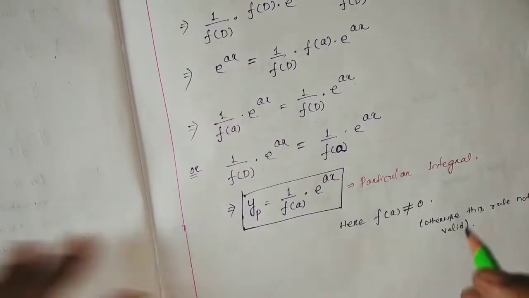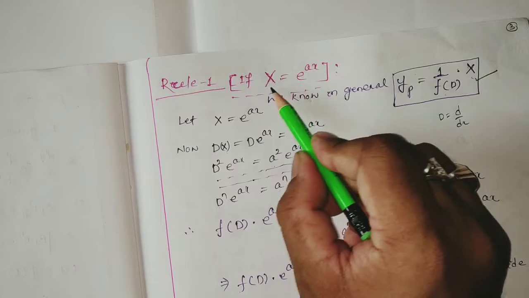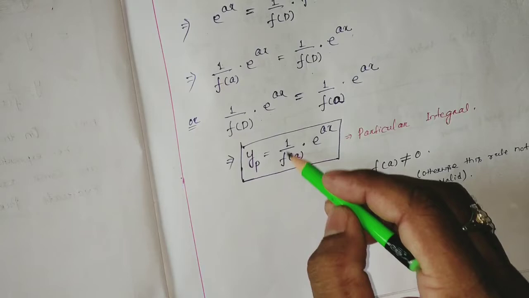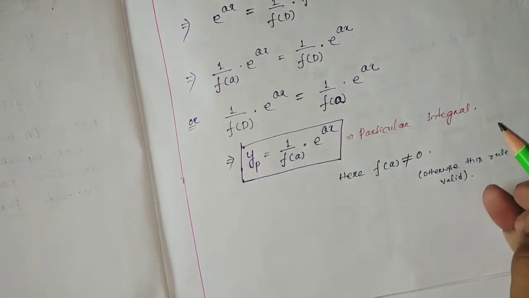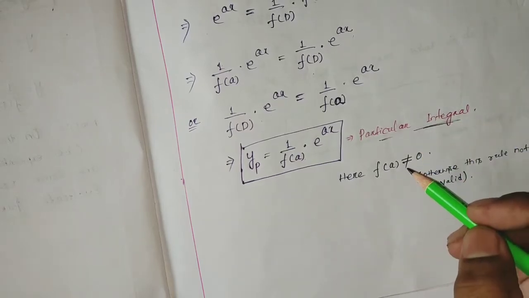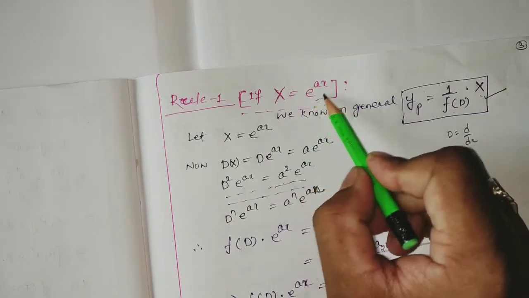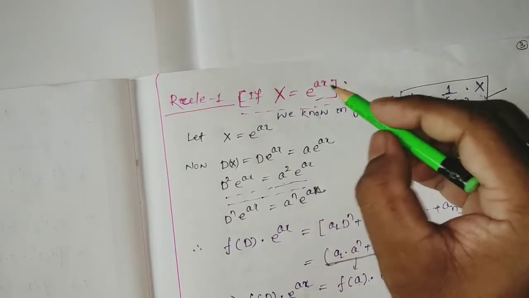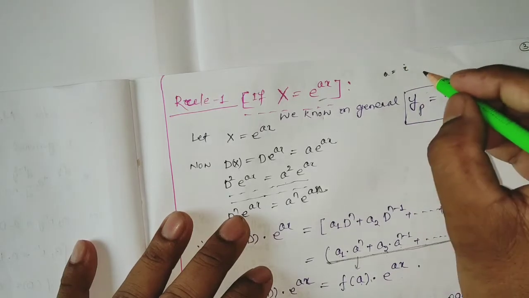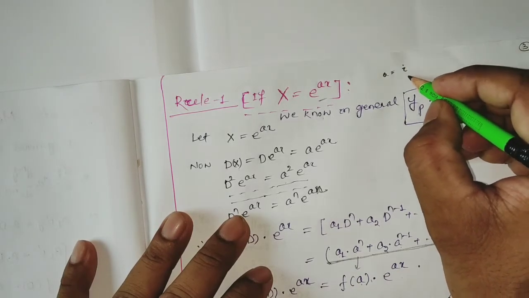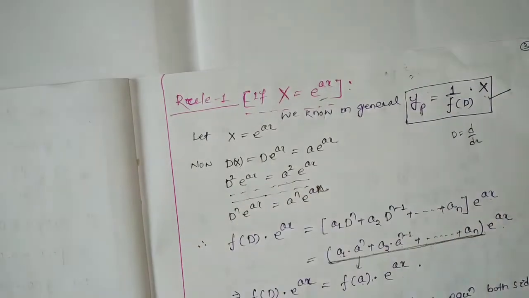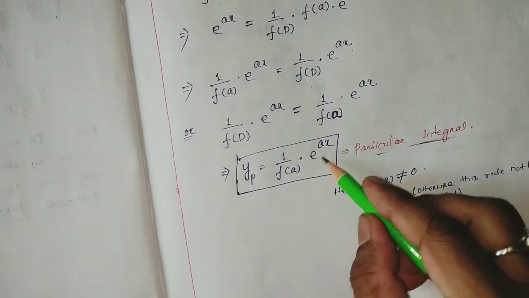So here whenever X is an exponential function, then yp is nothing but 1 by f of a into e to the power ax, which is your so-called particular integral for X equal to an exponential function. So here a may be anything. a can be an imaginary number, can be a real number, 2, 3 or i, anything. So here 1 by f of a into e to the power ax.